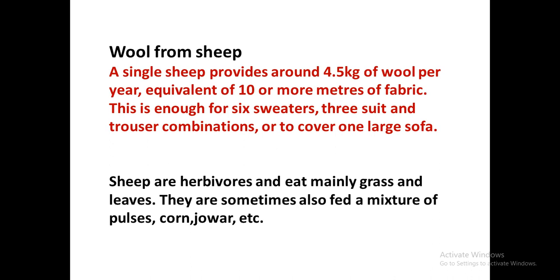The sheep, as you know before, are herbivores. In the last lesson we learned about herbivores. Sheep are also herbivores, and they mainly eat grass and leaves. And people who rear sheep in their houses, in their farms, always want their sheep to be of a good grade, right? They want the wool to be of a good grade, so they feed them with a mixture of pulses, corn, jowar and such items.